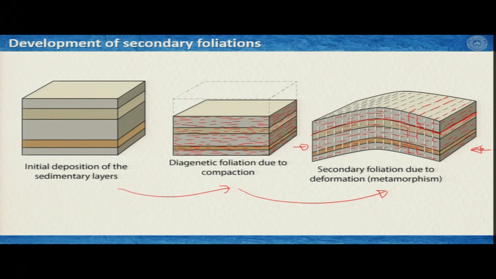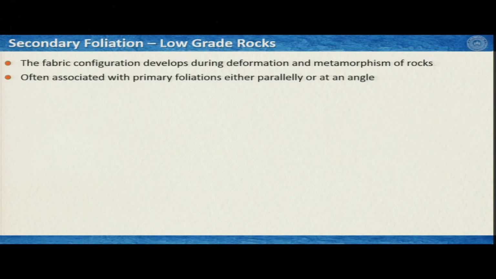But the concept I tried to give you here is how the secondary foliations form. We will also learn later that this is a special type of foliation, so we call it axial planar foliation or axial planar cleavage, but we will learn about it later. Now, let us have a look at how these secondary foliations look in the field. So, secondary foliations are the fabrics, as we have defined, that must develop during the deformation and metamorphism of the rock.